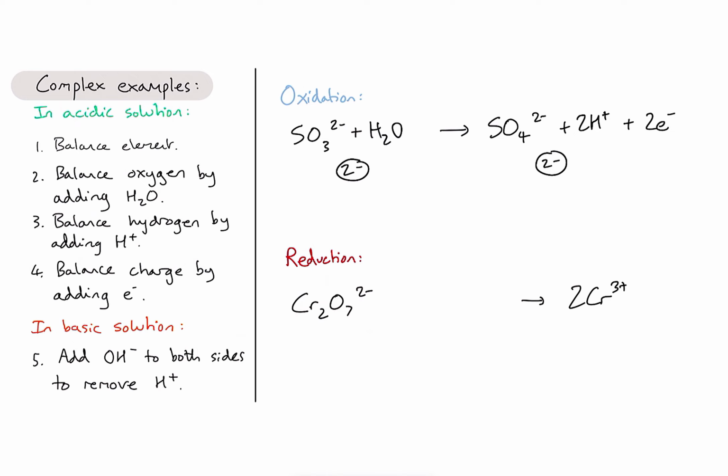Now, for one further step, if you are doing this in basic solution, we know in a basic solution, actually, we're not going to have H pluses floating around. We're likely to have OH minuses or hydroxide ions. So the simple step we're going to take now to cancel out the H pluses on the right hand side of my equation, I can add hydroxide ions to do so. So if I, for example, add 2 hydroxide ions, they're going to react with the 2 H plus ions to form 2 water molecules. But if I've done that on the right hand side, I also need to do that on the left hand side.